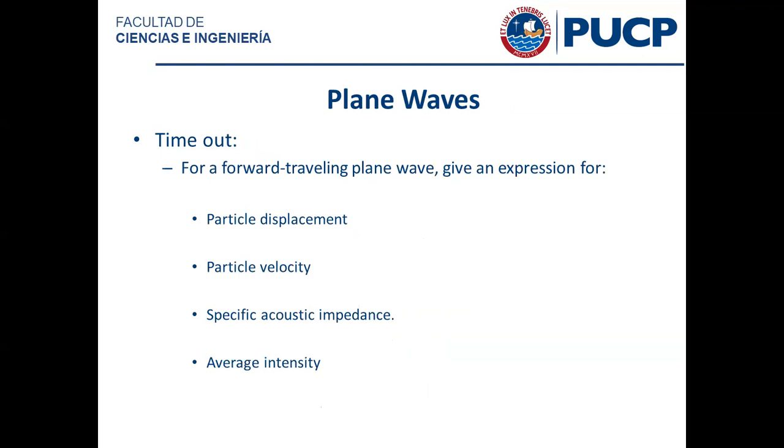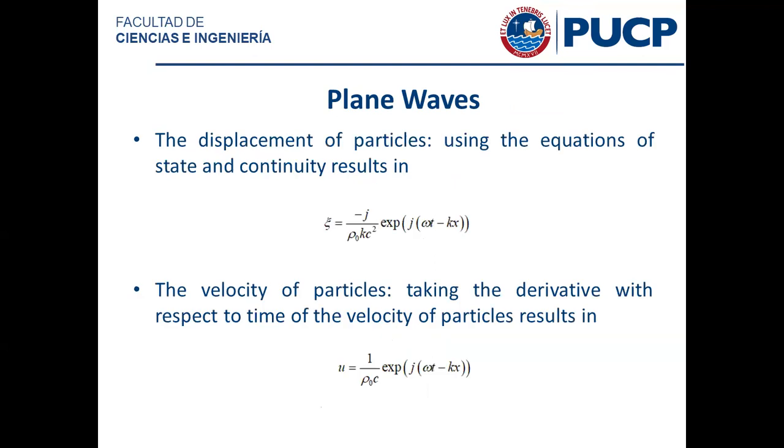So for example, going back to the plane waves, we can try to calculate the particle displacement, the particle velocity, the specific acoustic impedance, and the average intensity. And we can very easily argue, with all the equations that you had, right? So if we use the equation of state and continuity, for example, we can easily derive that the particle displacement is equal to minus j divided by rho naught k c squared times e to the j omega t minus kx. That would be for a plane wave traveling to the right.